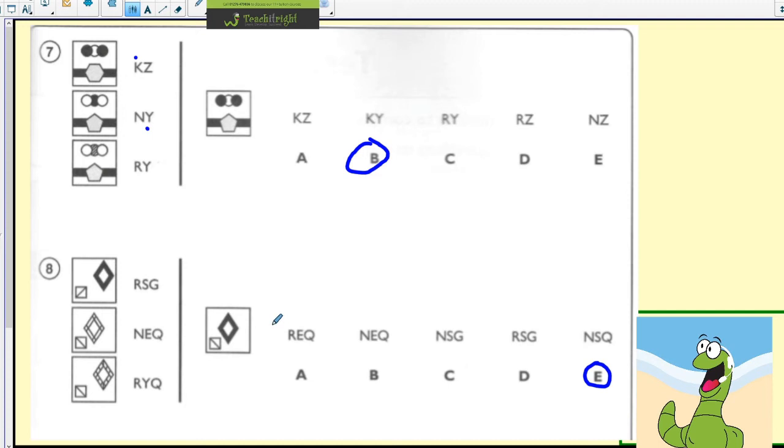Question 8, the first letter is the position of the diamond, so where it is. Then the second letter is the shading of the diamond, in which case we want the black shading. And then the third letter is the pattern of the square. So we want this Q, we want this shading for S, we want the position to be in the middle, so N. So we should have NSQ. NSQ, there we go.